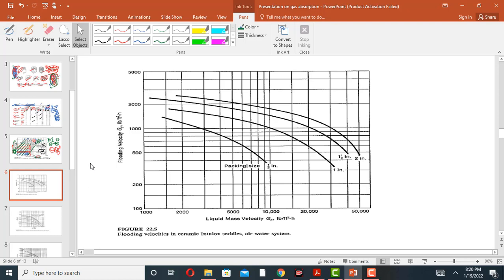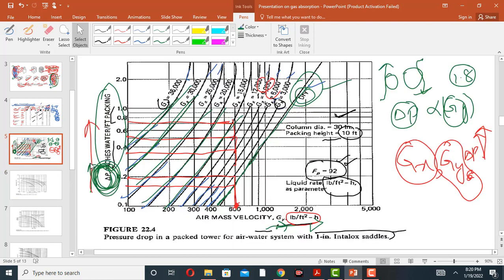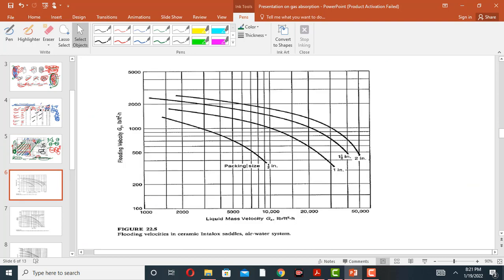Now this is the flooding velocity. This graph shows the flooding velocity. Remember, this graph is for the air water system, and when the packing material is 1 inch interlock saddle, and the random packed tower. This graph is for the random packed tower, not for structured packing tower. Similarly, this graph shows the flooding velocity in ceramic interlock saddle for the air water system.